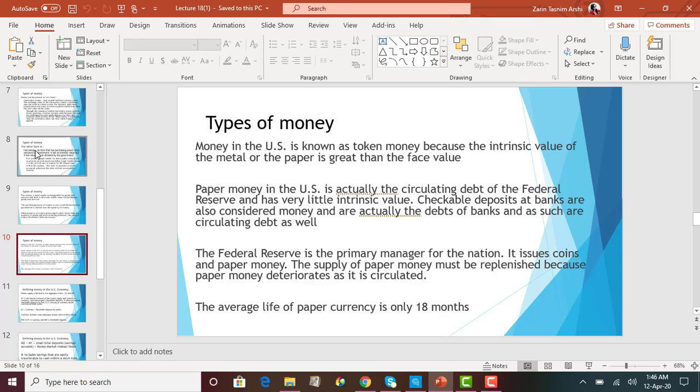In the US, the Federal Reserve is the primary manager of money for the country. The Federal Reserve is the bank that issues coins and paper money, and the supply of paper money is also replenished by the Federal Reserve. Whenever a dollar bill is torn and no longer in usable condition, the Federal Reserve replenishes it, reprints it, and circulates it into the economy. The average life of a paper currency, like a dollar bill or $10 bill, is 18 months.